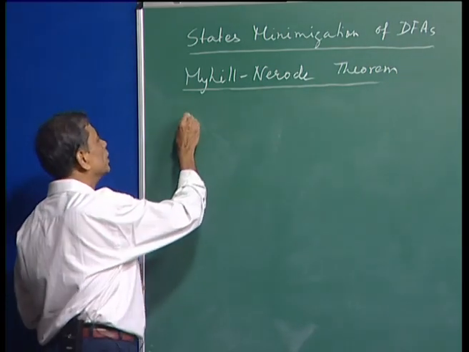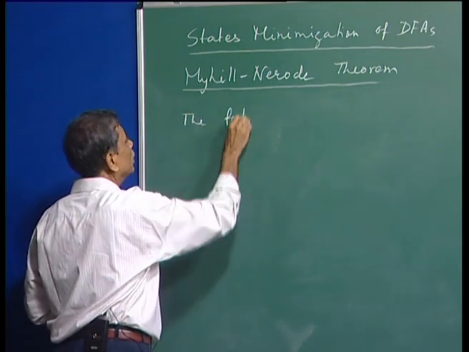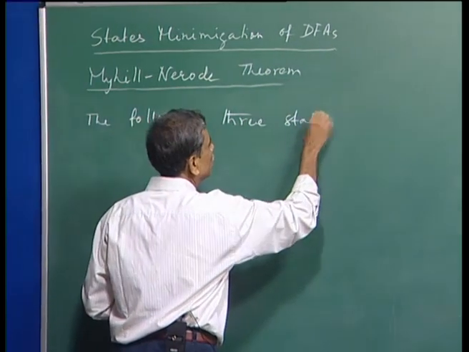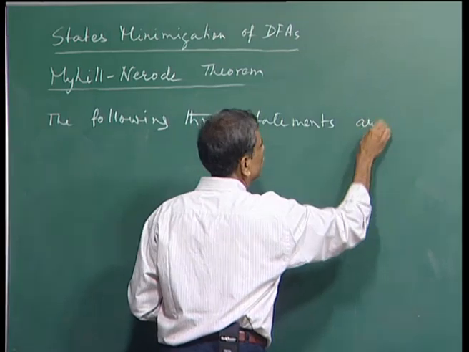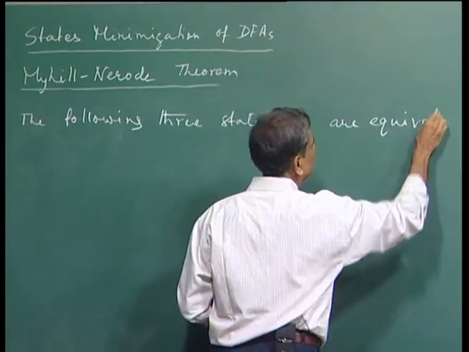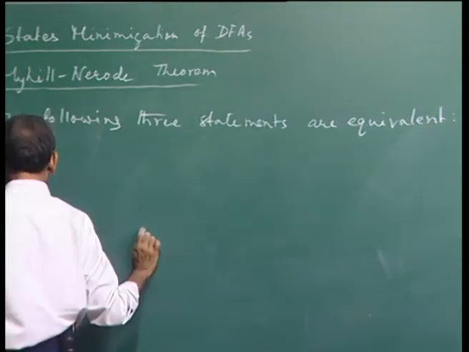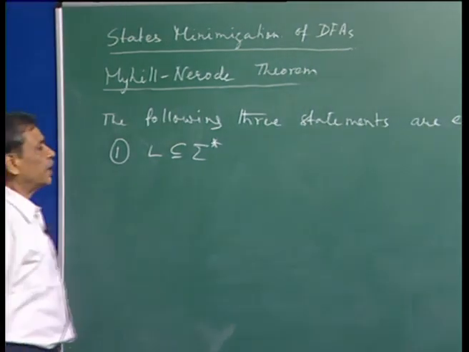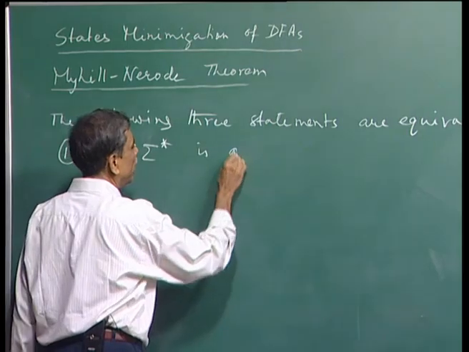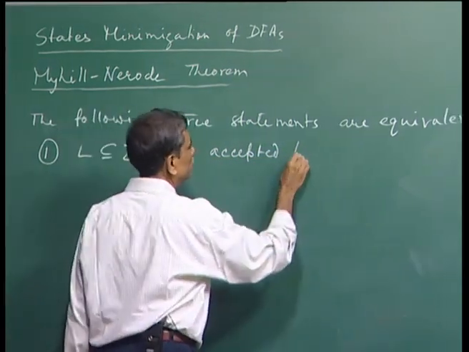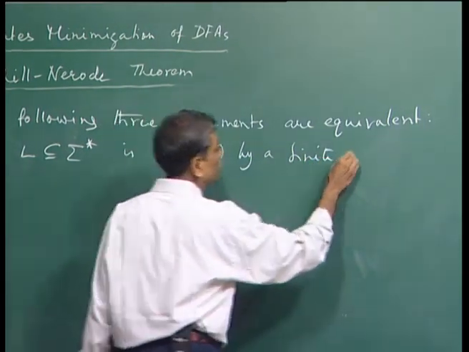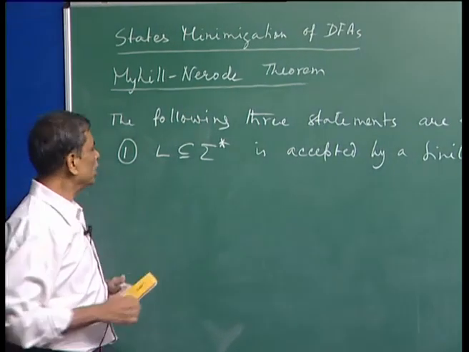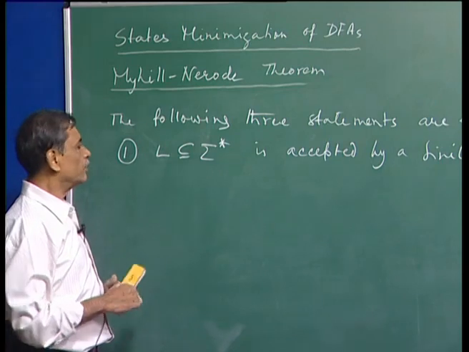The theorem says the following: three statements are equivalent. And the three statements are: one, the language L over the alphabet sigma is accepted by a finite automaton. In other words, L is regular, L is a language over sigma and that is regular.